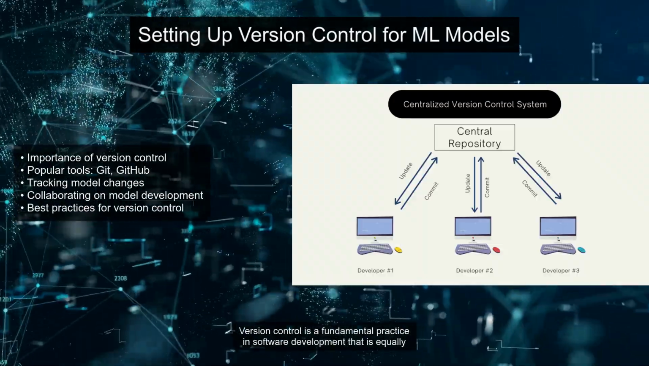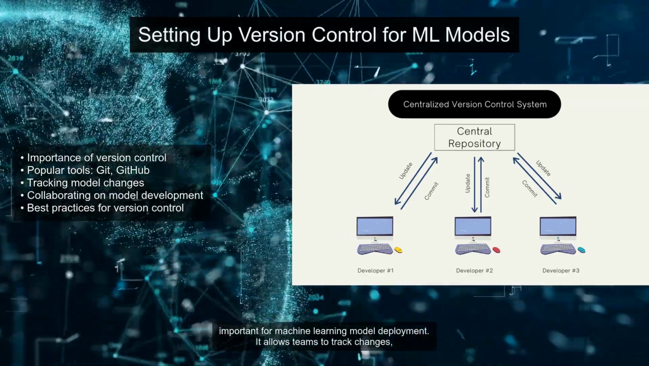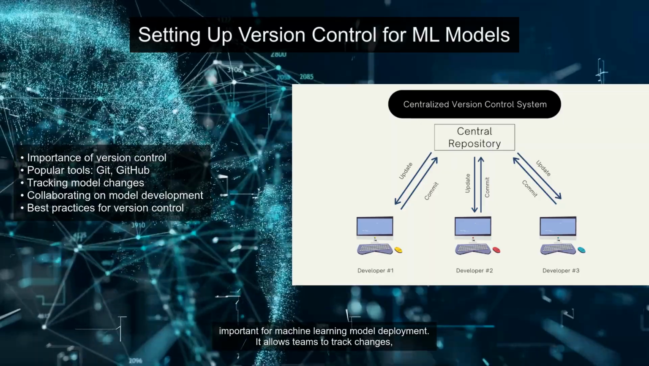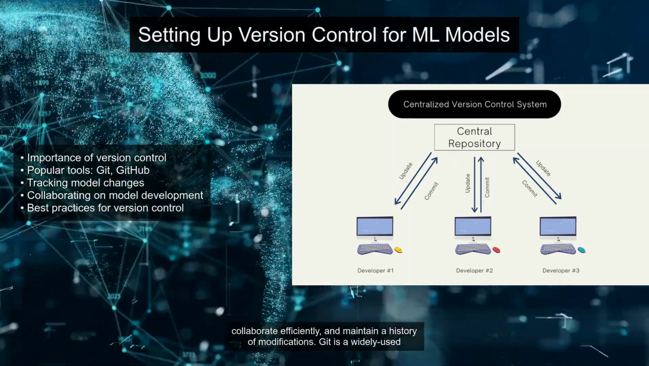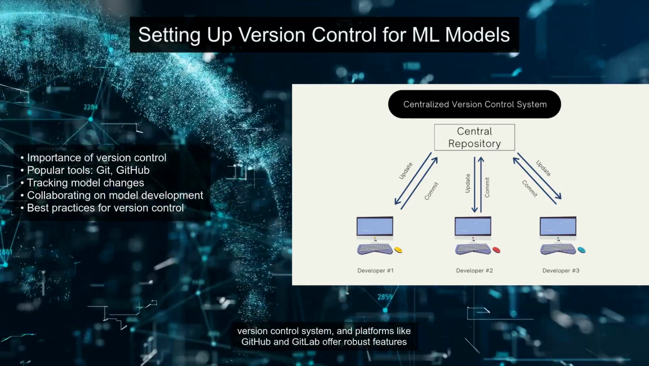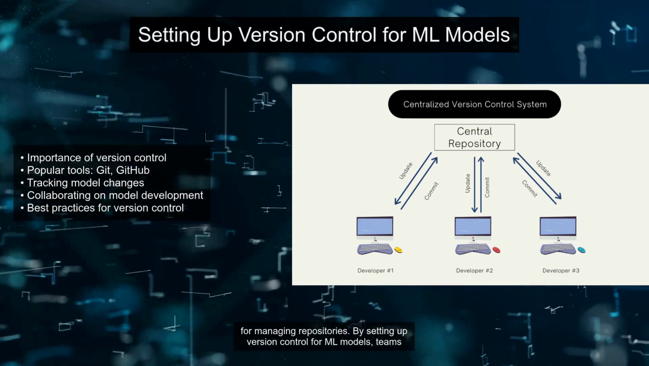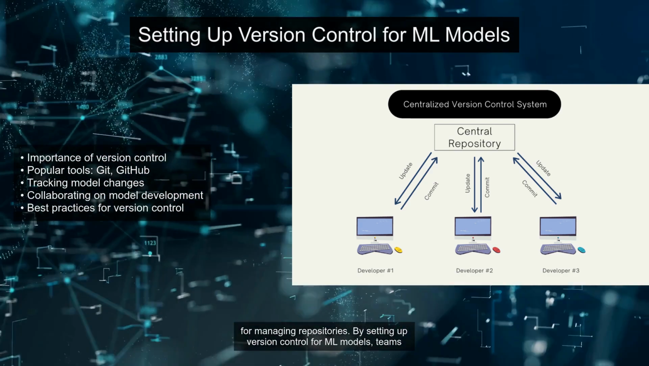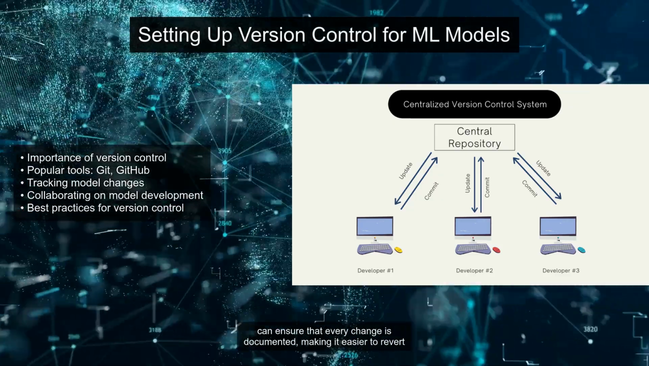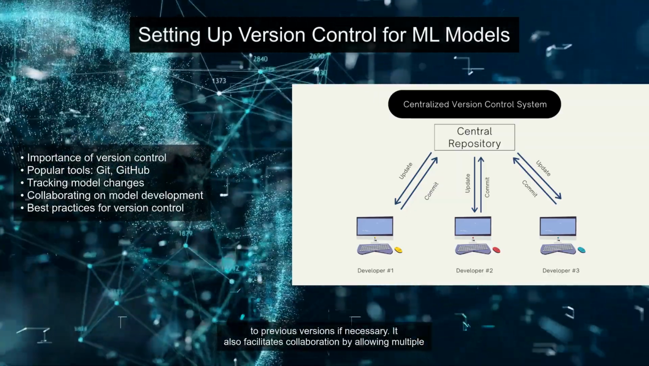Version control is a fundamental practice in software development that is equally important for machine learning model deployment. It allows teams to track changes, collaborate efficiently, and maintain a history of modifications. Git is a widely used version control system, and platforms like GitHub and GitLab offer robust features for managing repositories. By setting up version control for ML models, teams can ensure that every change is documented, making it easier to revert to previous versions if necessary.